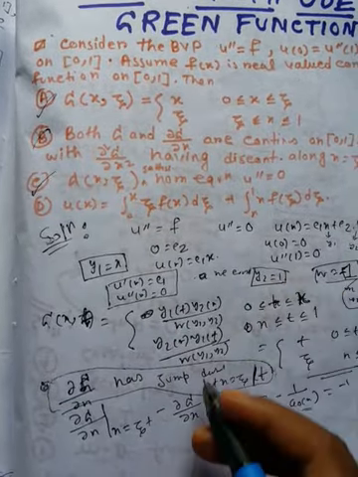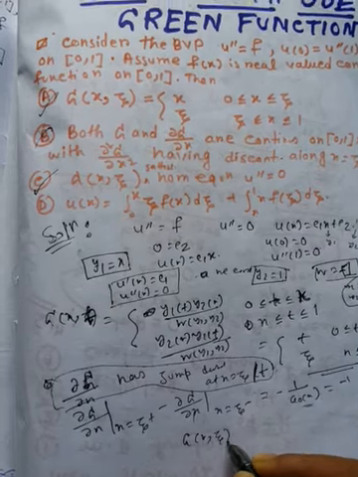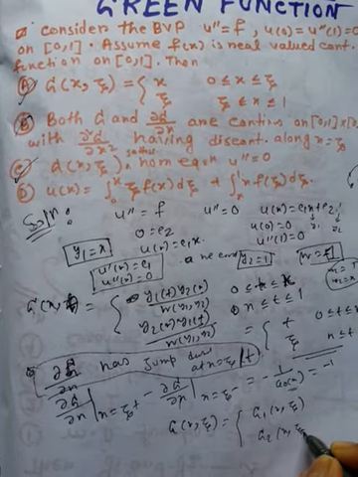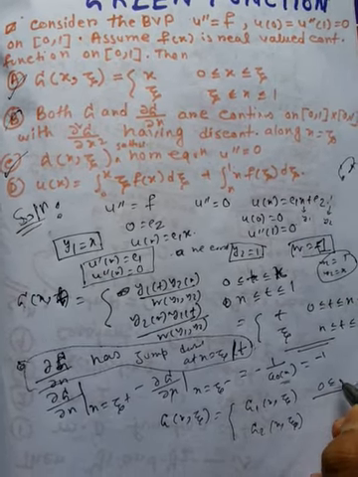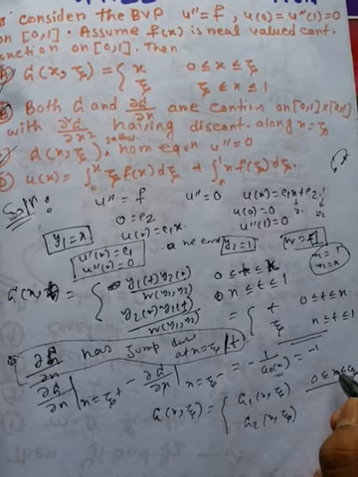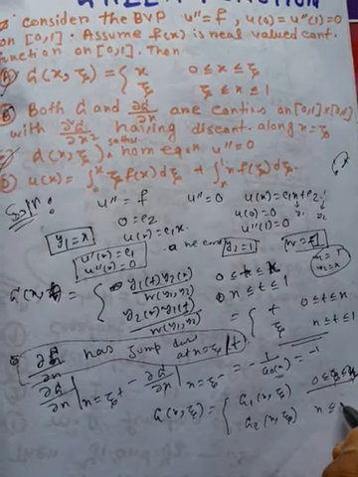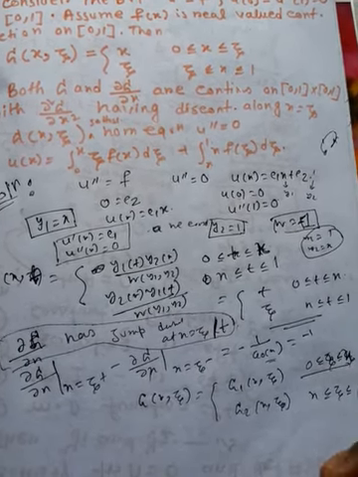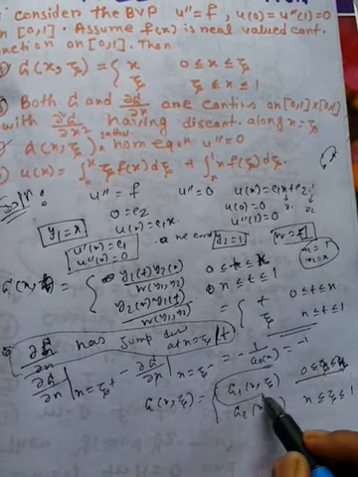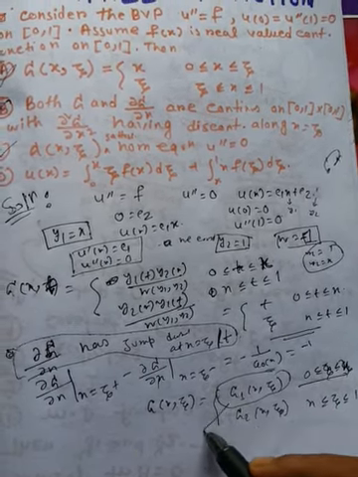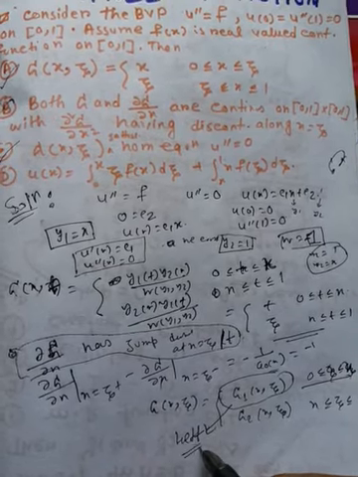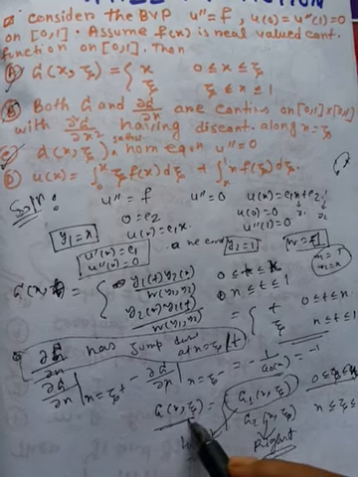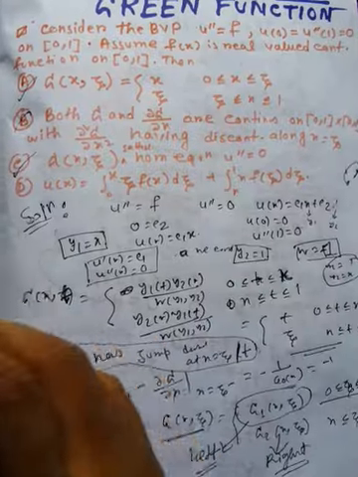And G(x, xi) satisfies the homogeneous equation. This is obviously right, because suppose this is g1 and this is g2, for 0 ≤ x ≤ xi and xi ≤ x ≤ 1. Notice that g1 satisfies the left boundary condition and g2 satisfies the right boundary condition. So both satisfy the homogeneous equation u double dash equal to 0.